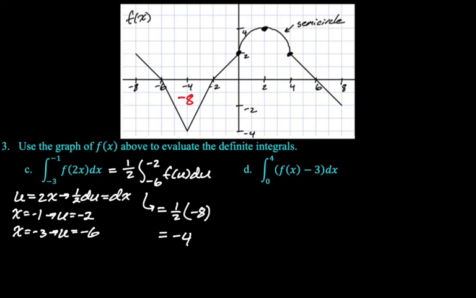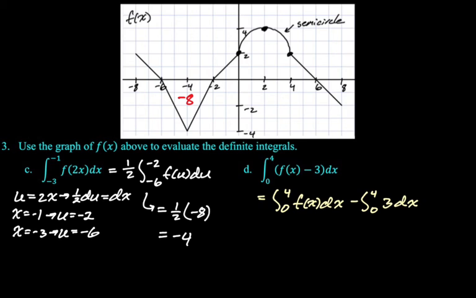All right, the next one is just trying to get you to remember properties of definite integrals. One of the properties is the sum or difference. The definite integral of a sum or difference is the sum or difference of the definite integrals. Basically, you can just break it up. So first step, I'm going to rewrite this as the integral from 0 to 4 of f(x) dx minus the integral from 0 to 4 of 3 dx.